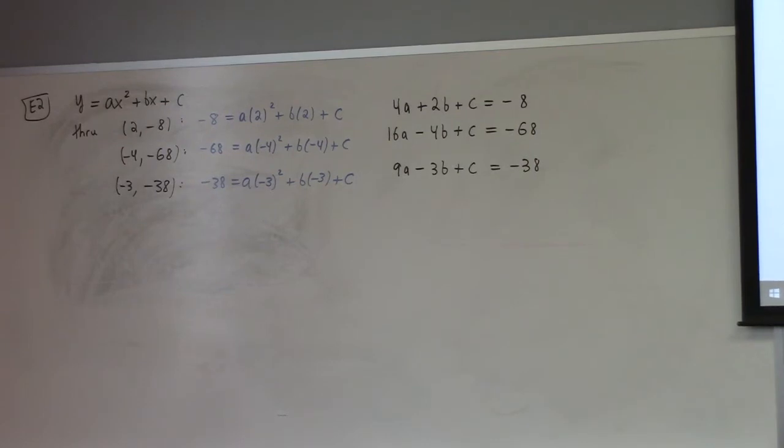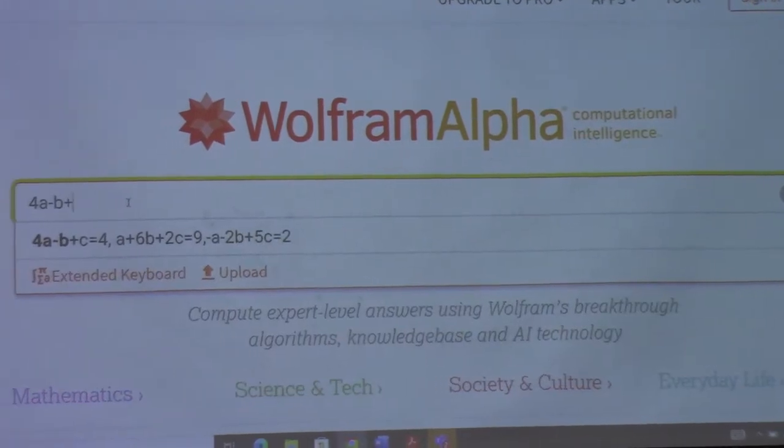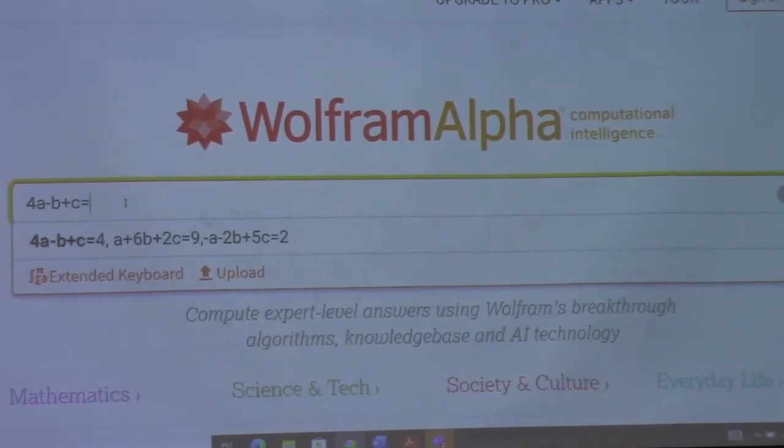So if you want to solve a system like this in Wolfram to check your answer, you can put the equations in as a list. So what is my equation? 4a minus 2b plus c equals what? I can't read it from here, you guys have to tell me. Negative 8.